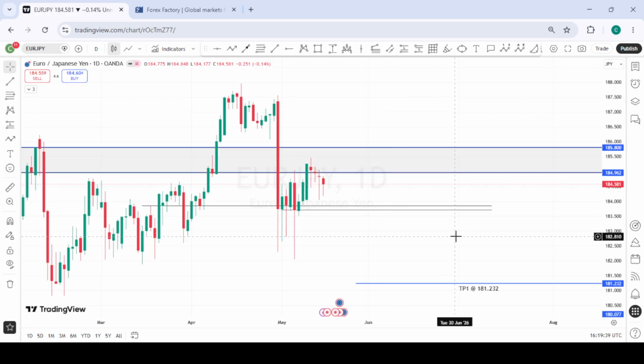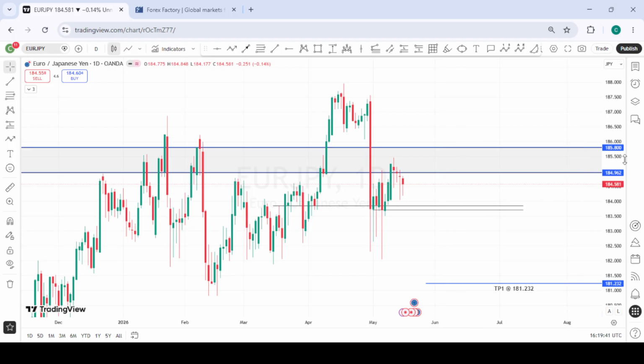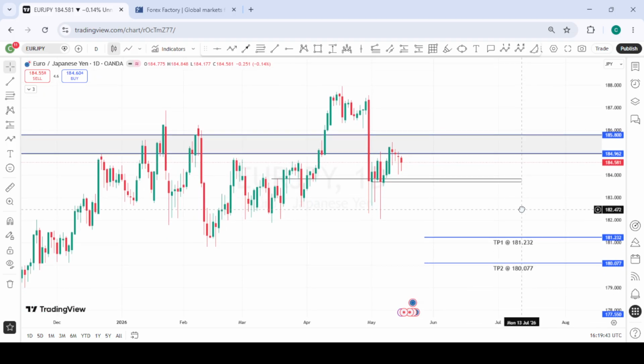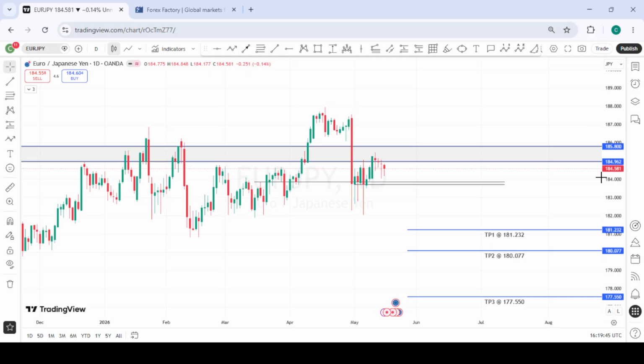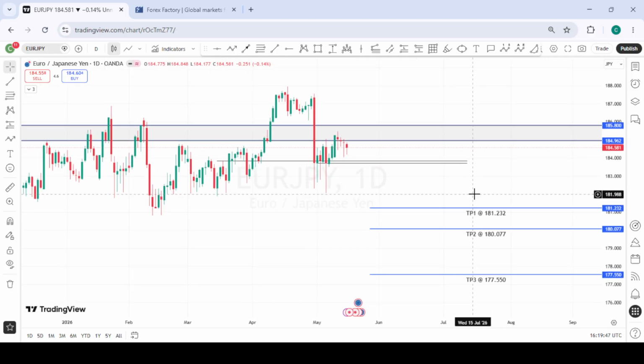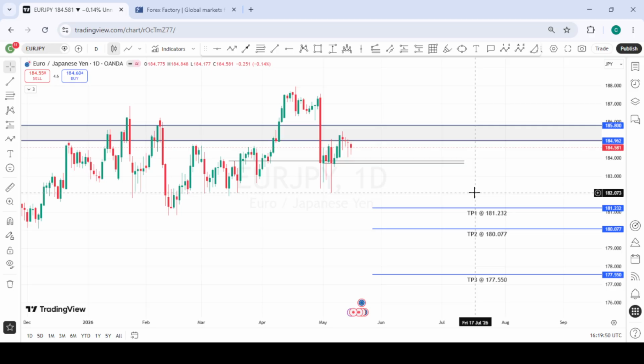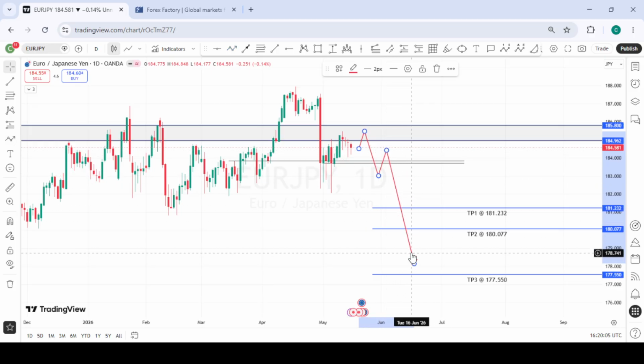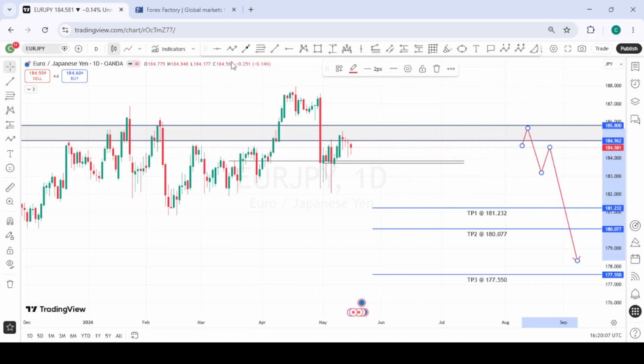This is EURJPY. Since, as we saw on the JPY index, we are likely going to head bearish for EURJPY, going into next week we are looking forward to a possible reversal pattern. This is the very first scenario: should we get a double top formation, we look for a retest of the neckline, and we take the sells to the downside.